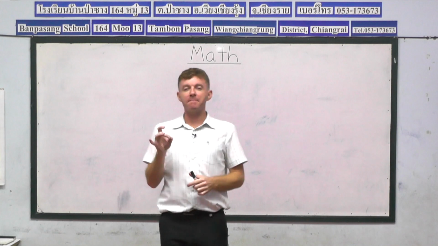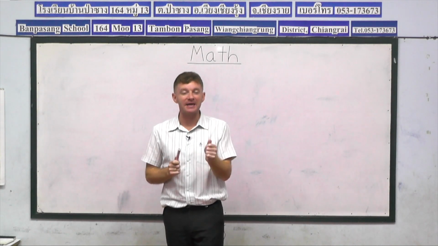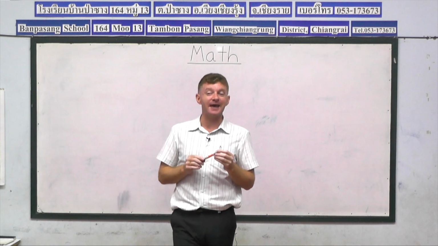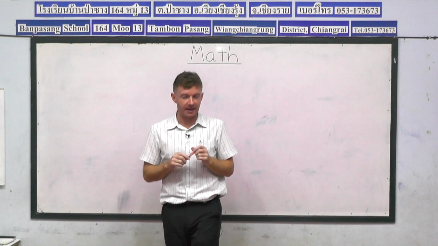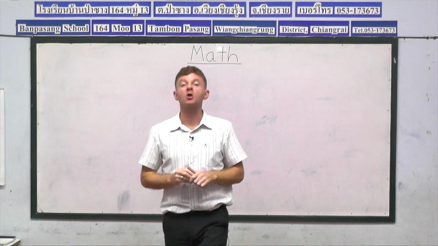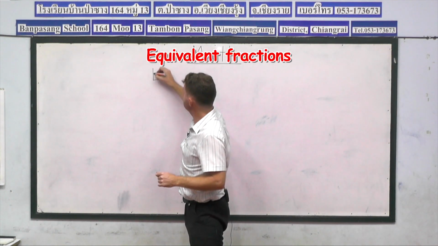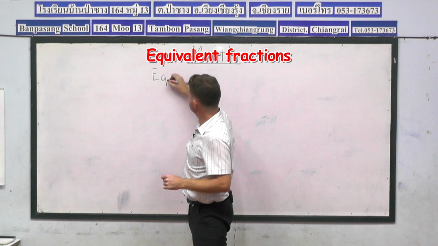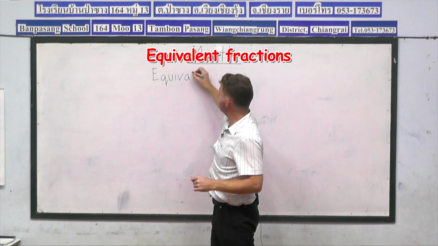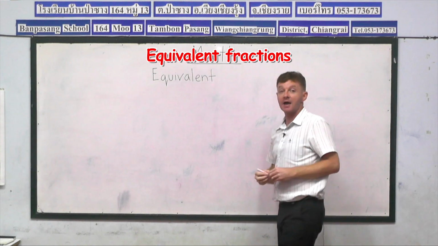So who can remember in our previous math lesson, we began learning about a particular type of fractions. And it's quite a hard word to say, so we'll say it together. Ready, guys? Equivalent. Yes, equivalent. So let's write this phrase on the board. E, Q, U, I, V, A, L, E, N, T.